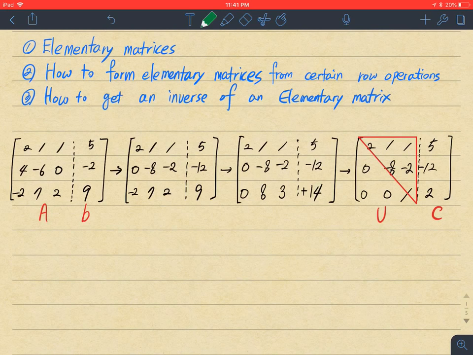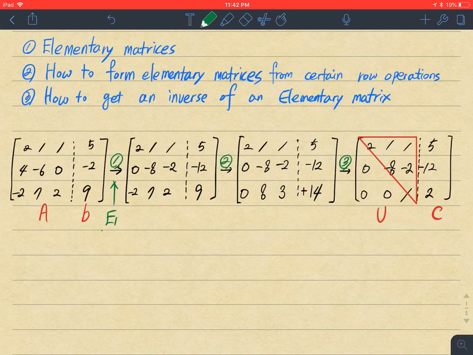What I want to tell you is there is a matrix that does the same thing as the processes in Gaussian elimination. I will call this the first step, this one the second step, and this the third step. I want to find a matrix that does the same thing as the first process in Gaussian elimination. So what does the first process do? It subtracts the first row multiplied by 2 from the second row, right?